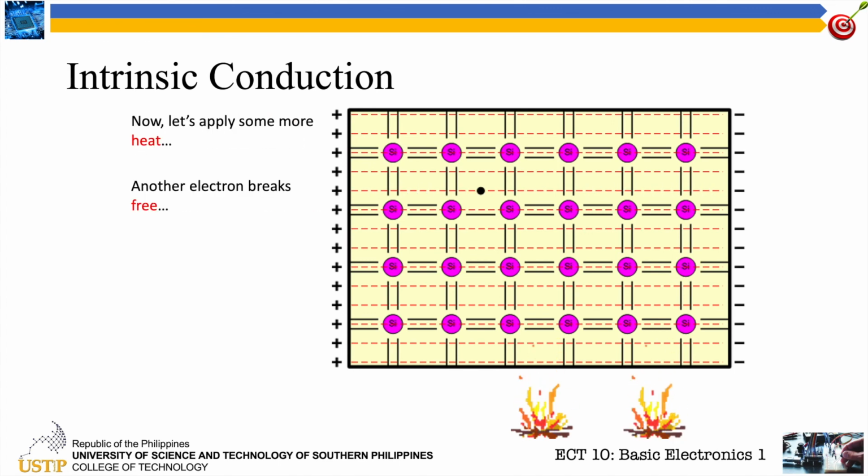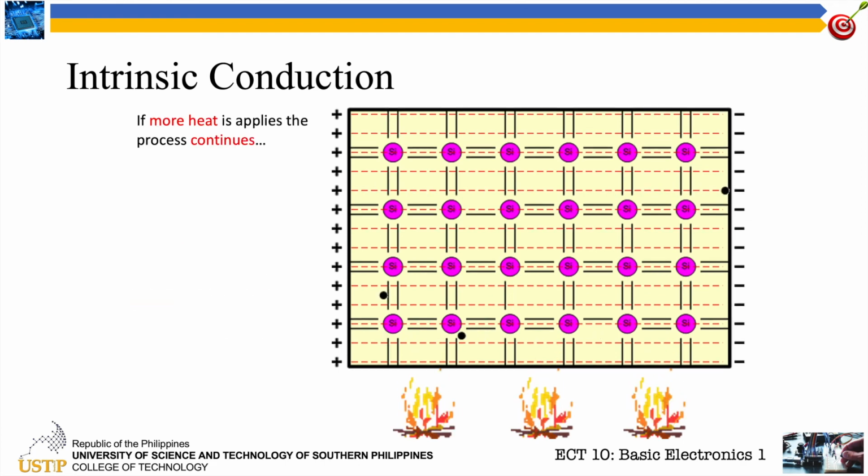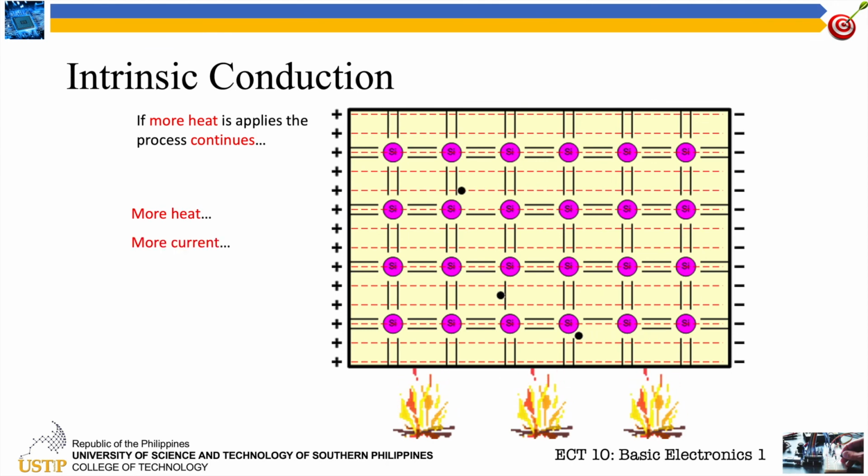Let's try to apply more and more. Therefore, by applying heat and potential, our silicon material is now free for conduction. Our semiconductor material, silicon sheet or silicon wire, can now accept electricity because there is now a flow of electrons. More heat, more current, less resistance.